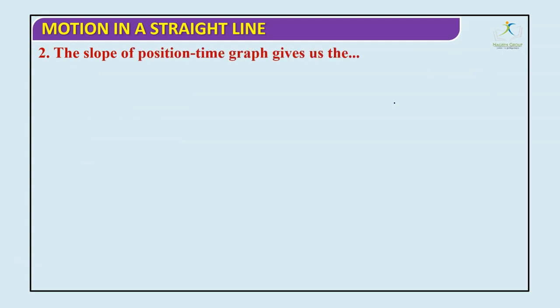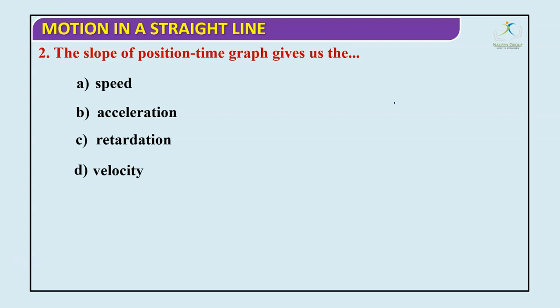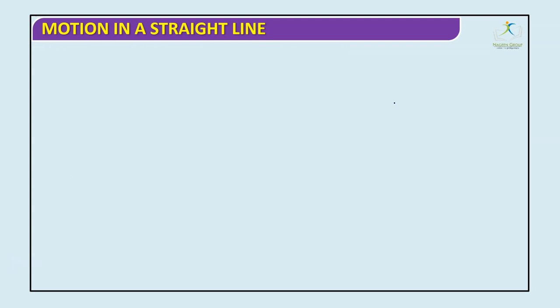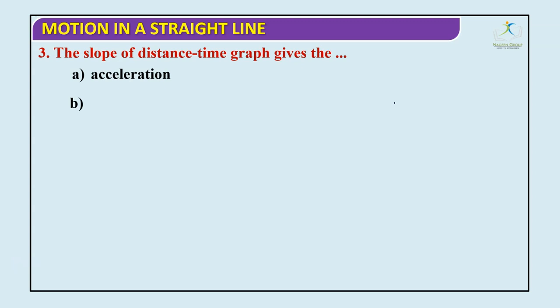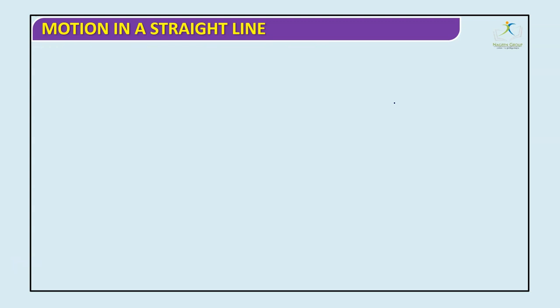Second, the slope of a position-time graph gives speed, acceleration, retardation, or velocity. The correct answer is velocity. Third, the slope of a distance-time graph gives acceleration, retardation, velocity, or speed. So the distance-time graph gives the speed.